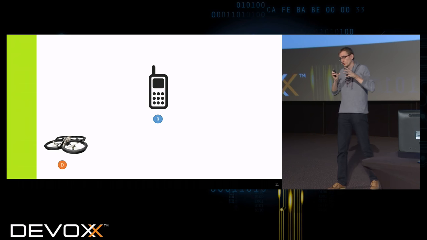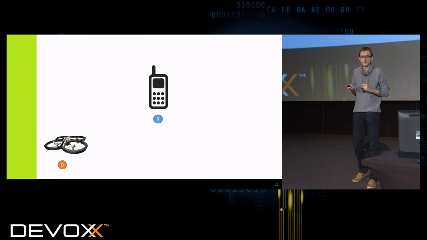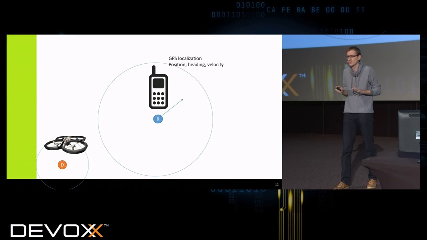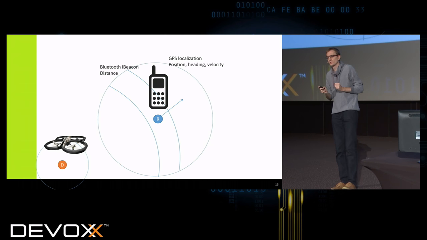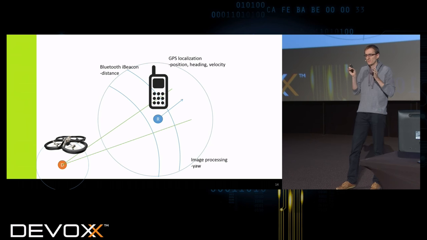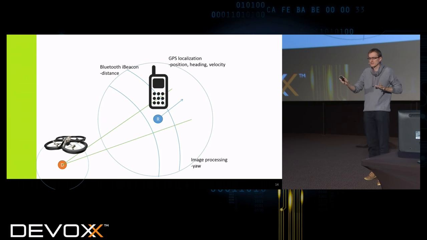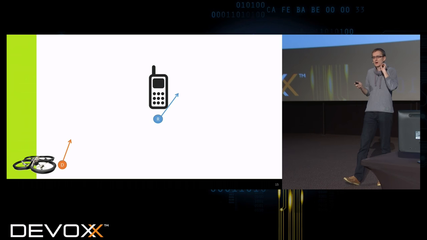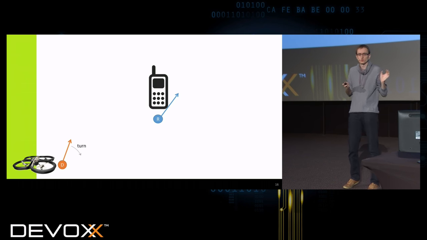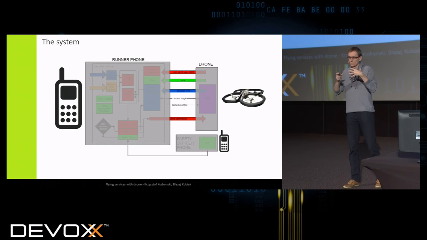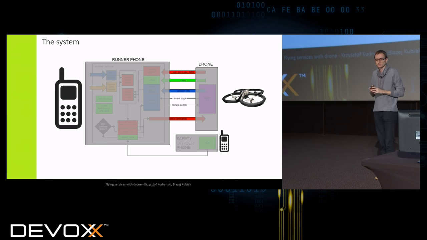The task was for the drone to follow the phone, so we needed to find the localization, and both of these devices had GPS. The first rough estimation of position was done by GPS, and then a better distance was found using Bluetooth iBeacon, and finally, a better angle of view was found using image processing, tracking of the person in the frame. So with this, we had a quite precise localization between the two, and from the application in the phone, we could send the commands to the drone to turn and to accelerate, so that we will find ourselves in a nice, suitable place to make the video of the running person.